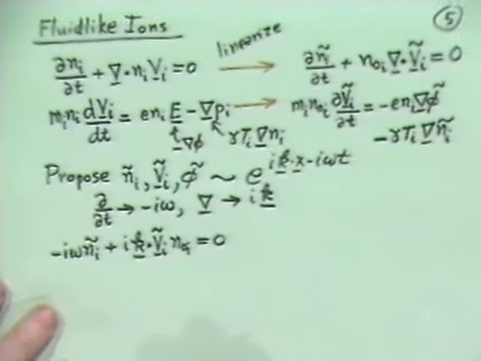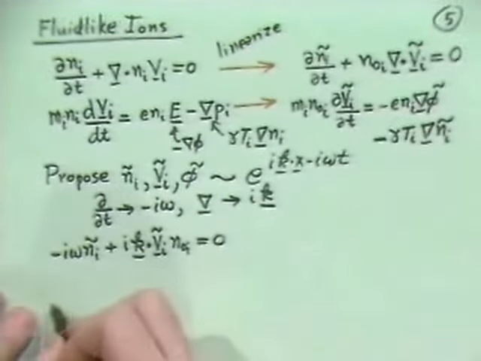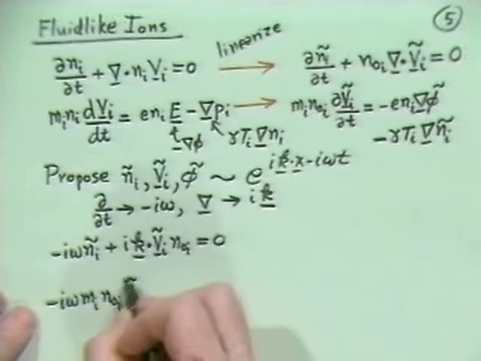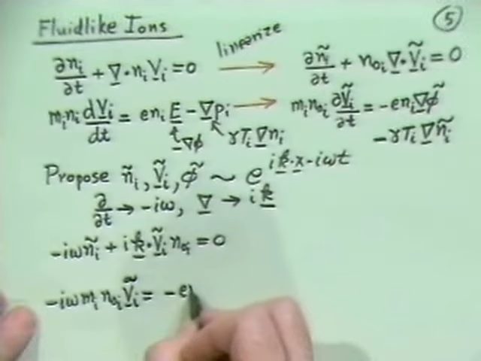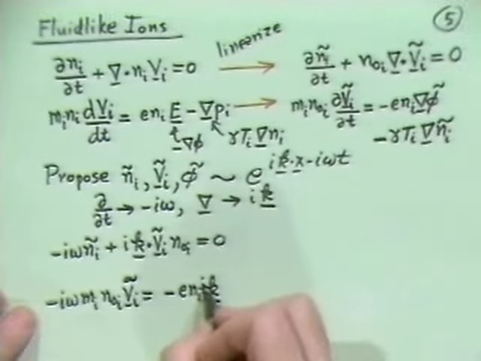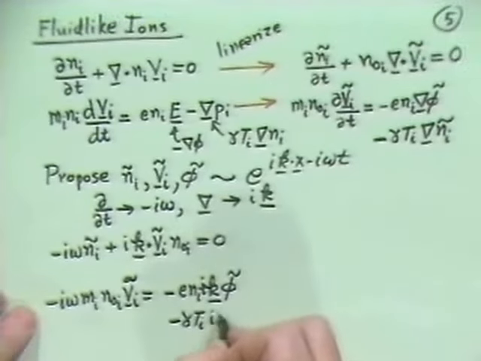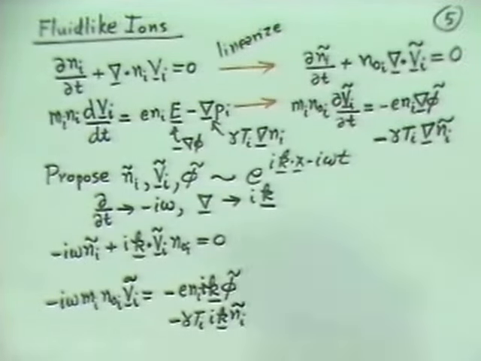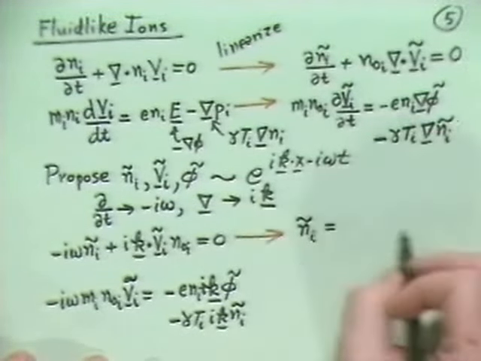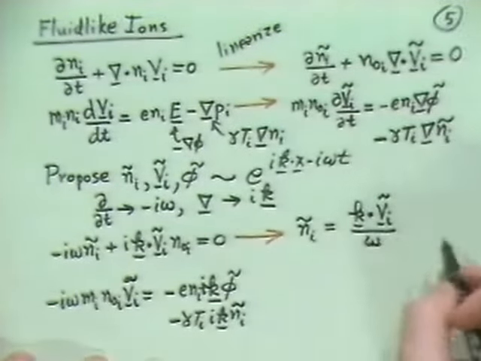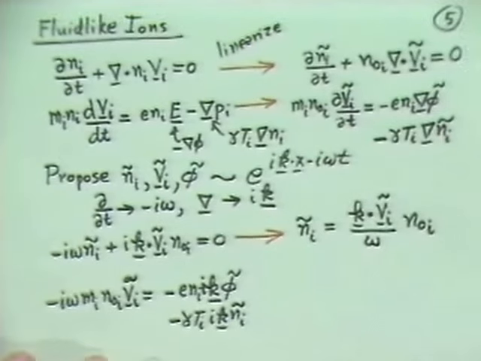That's my density balance equation. And my momentum balance equation becomes minus i omega m_i n_0i v_i tilde is equal to minus e n_i, k vector with an i in front, phi tilde, and then minus gamma T_i i k n_i tilde. This all gets a little tedious on a slide, but frankly, it's not very complicated mathematics, just manipulations. So we can solve that, namely n_i tilde is going to be k dot v_i tilde divided by omega times the equilibrium density, n_0i.